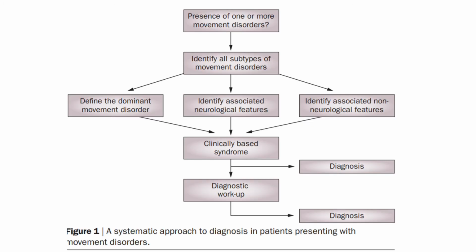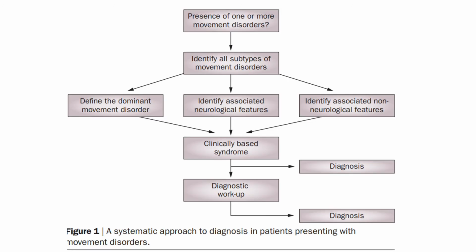Okay, so now the approach to diagnosis. Now you must be wondering, it is almost 1 hour, and why am I starting the approach now? Basically, what we have studied till now is the first step of the approach to diagnosis, and it is actually enough for us to know this at the postgraduate level. The first step is identifying the presence of one or more disorders and identifying all the subtypes of movement disorders, which we have already studied.